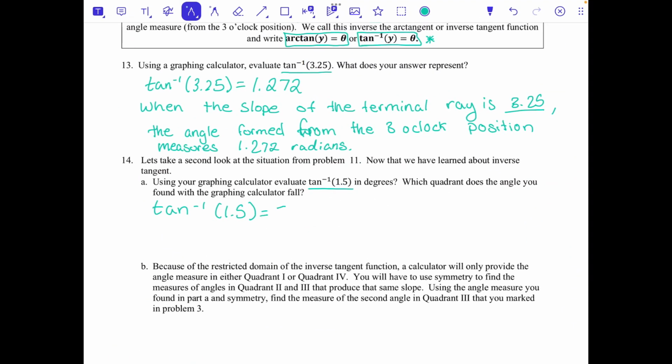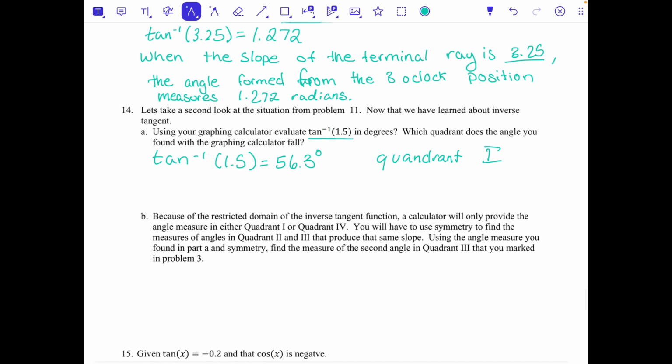So I was pretty close with my estimate. And this angle would fall in quadrant 1, just like we estimated. So, pretty good estimate. And if we think about that second angle, if you remember, we sketched in that first angle into quadrant 1. And if we continued the line through the origin, we had a second angle in quadrant 3.